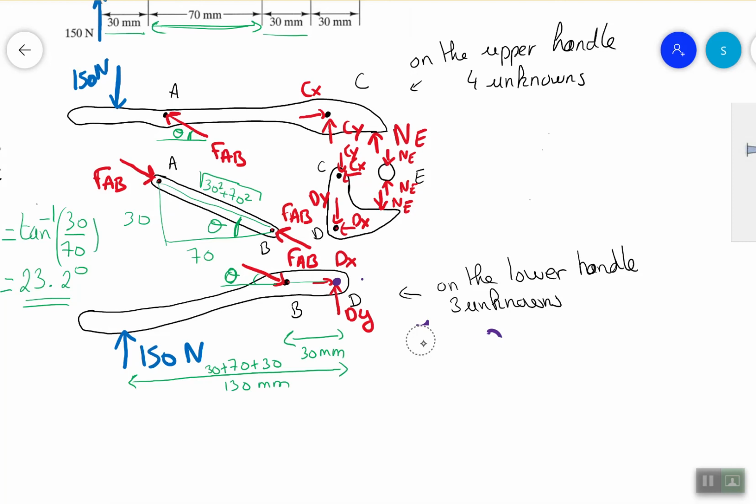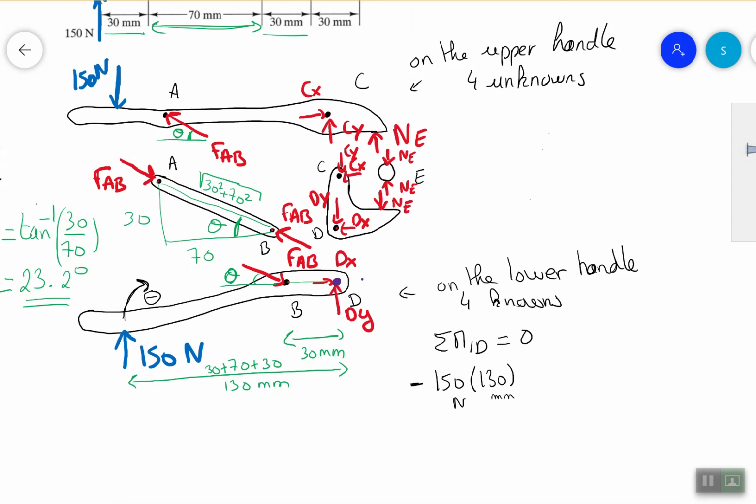I was too fast. So sum of the moment about D is equal to 0. So what do we have at D? We have the 150 Newton times the distance, that's 130 millimeters, and you can keep everything in millimeters. This is the millimeters. This is the Newton, and it's rotating in a negative direction, so minus, negative direction, trying to rotate clockwise.